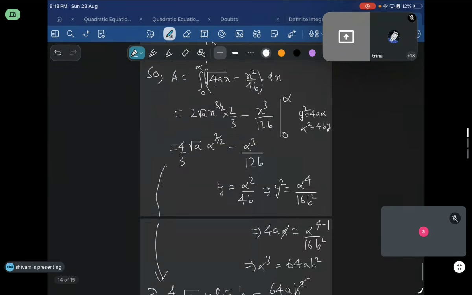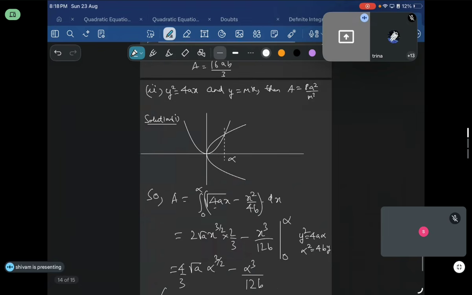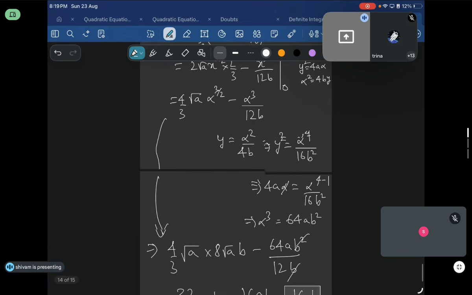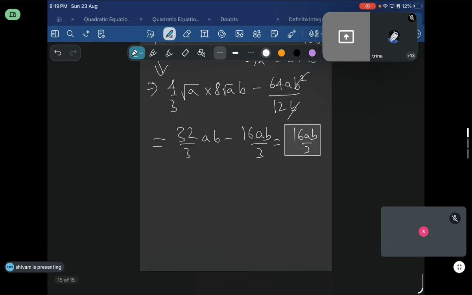In the similar way, you can prove the first one as well. Actually, I was focusing on finding y, where I have to find out x. Anyways, let us continue. Let us do some problems.